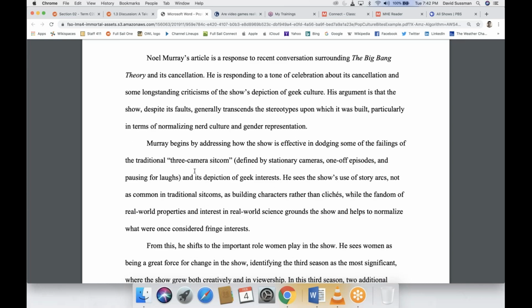Anyway, then this person starts addressing main points. Murray begins by addressing how the show is effective in rising above the typical sitcom and depicting geek interests.